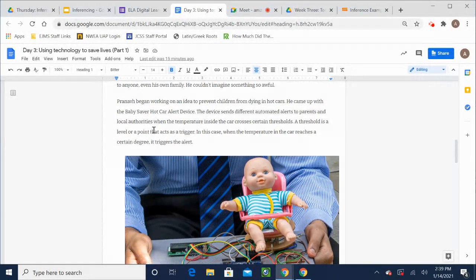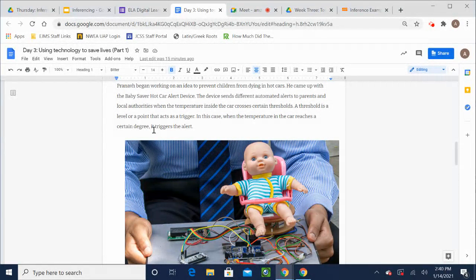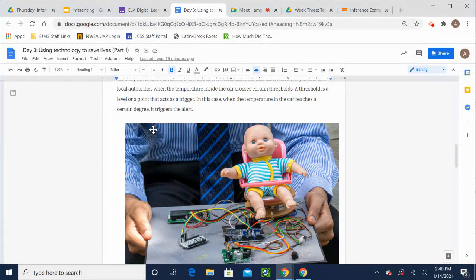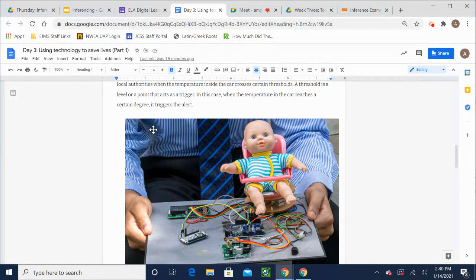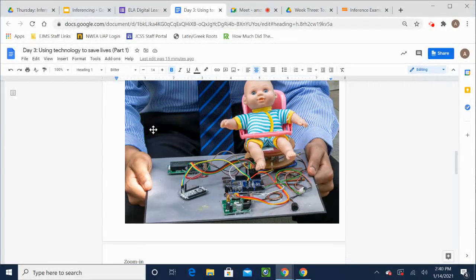Pranav began working out an idea to prevent children from dying in hot cars. He came up with the Baby Saver Hot Car Alert device. The device sends different automated alerts to parents and local authorities when the temperature inside the car crosses certain thresholds. A threshold is a level or a point that acts as a trigger. In this case, when the temperature in the car reaches a certain degree, it triggers the alert.